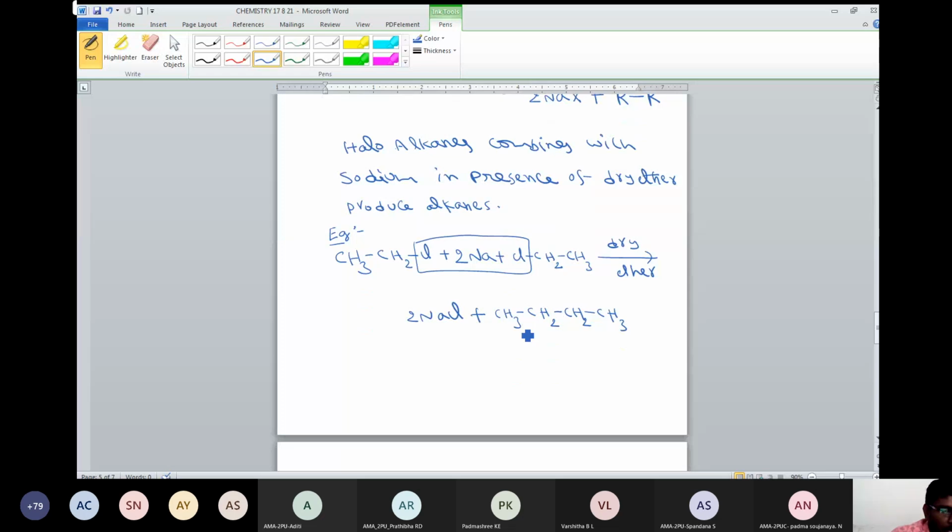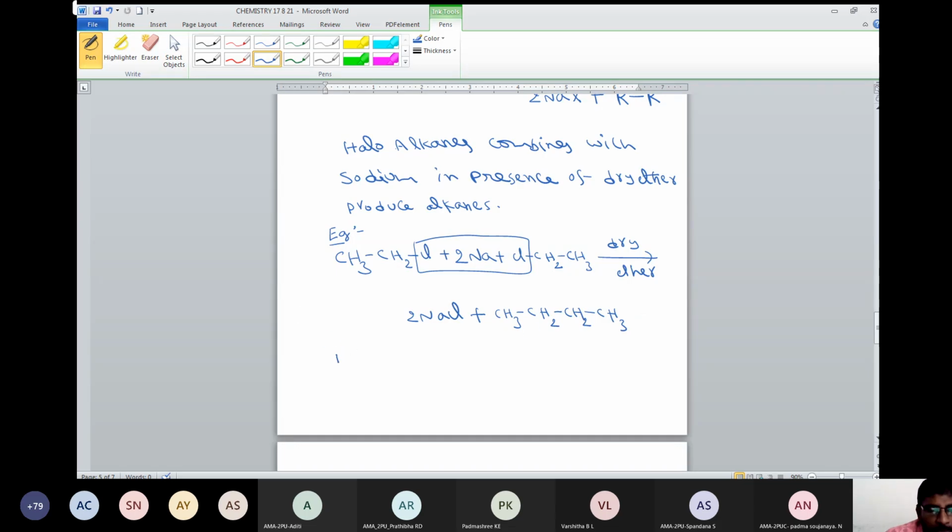Now what is the drawback of this Wood's reaction? Observe here. We are taking haloalkane. This haloalkane and this haloalkane both must be same. That means here 2 carbons, here 2 carbons. On combining, how many carbons are we getting? 4 carbons. So the product is always an even number of carbons. All of you understanding? In Wood's reaction, the product always has an even number of carbon atoms. So we cannot form odd-numbered alkanes; we can only form alkanes with an even number of carbon atoms.